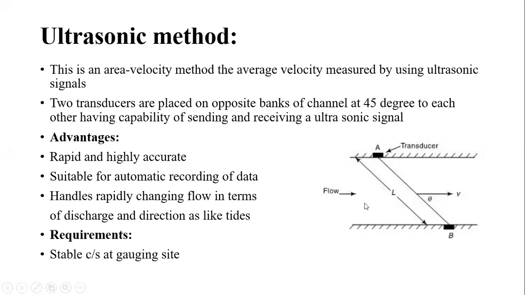It means that this method also handles the varying discharge in terms of the direction, changing direction, that is tides and the reverse flows we can say. So such types of flows can be easily measured. The requirement is that the channel section must be stable at the gauging site.